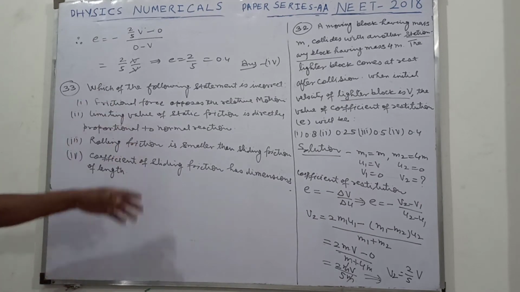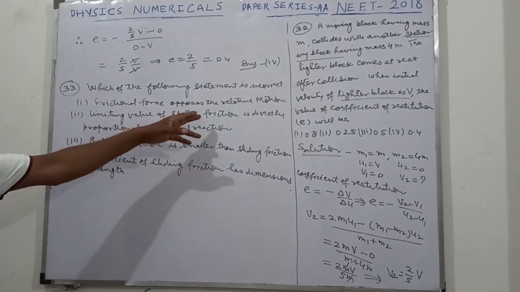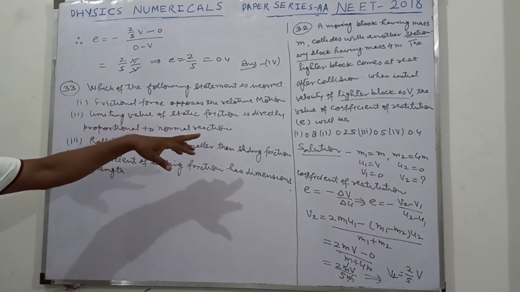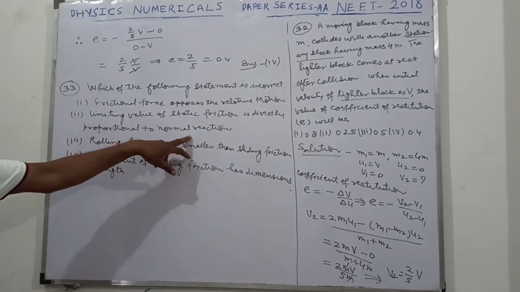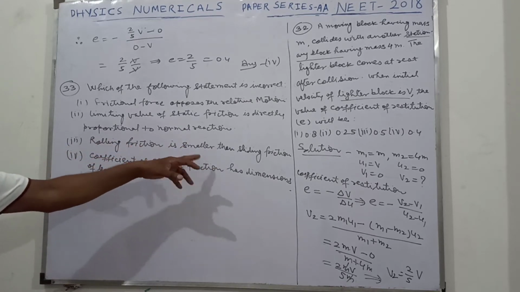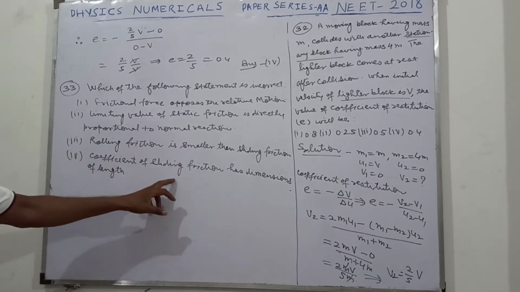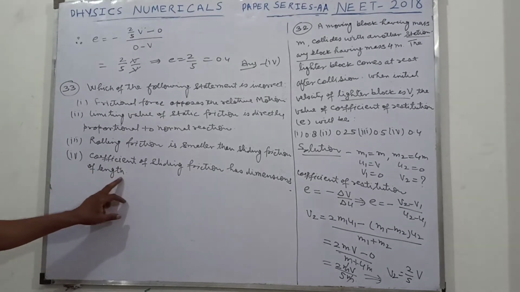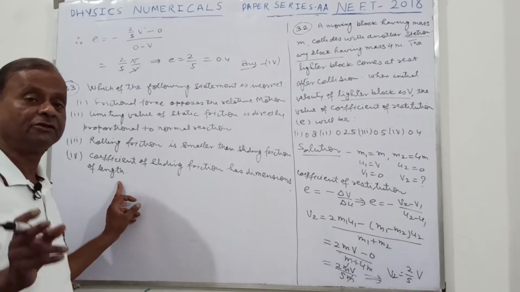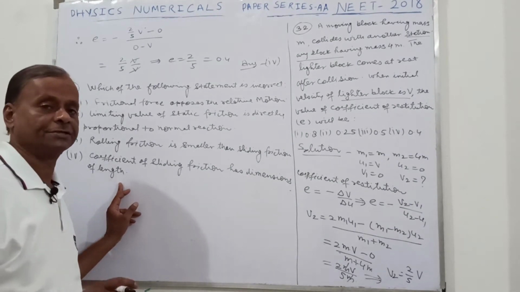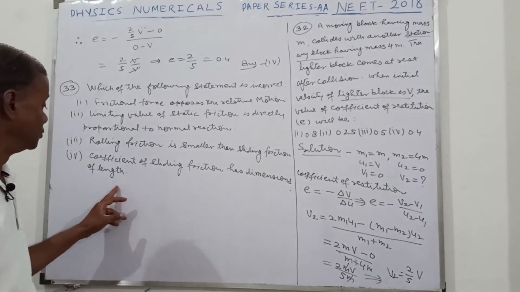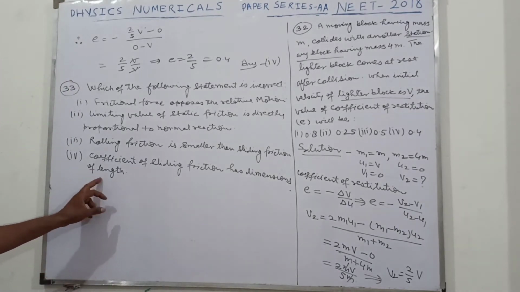This is the laws of friction. First, it opposes the relative motion. This is also correct. Static friction is directly proportional to normal reaction. This is also correct. Rolling friction is smaller than the sliding friction. This is also correct. The coefficient of sliding friction has the dimensions of length. This is wrong, because no coefficient of friction has dimensions. All the coefficients are dimensionless. So our right answer is fourth.